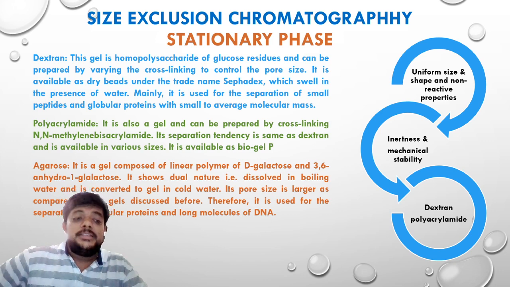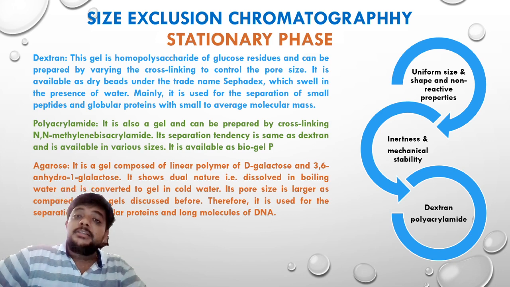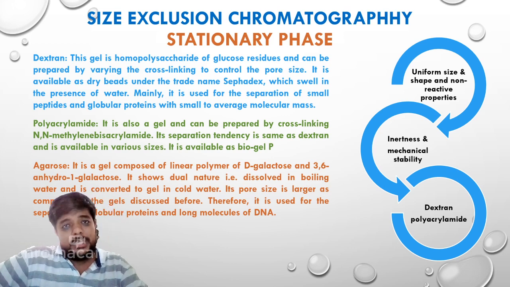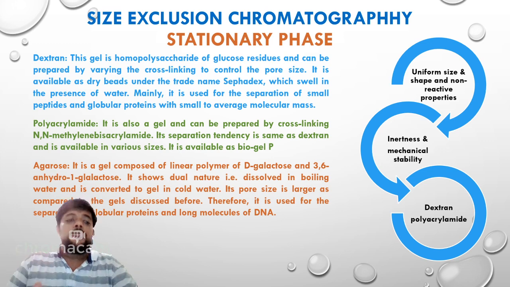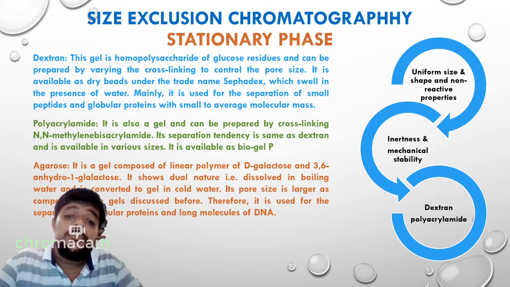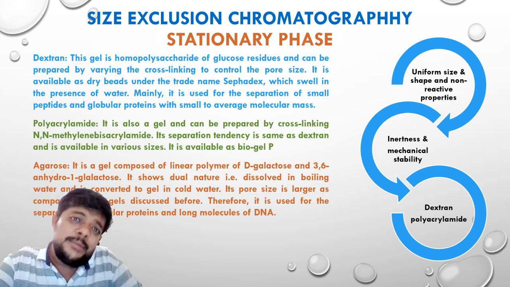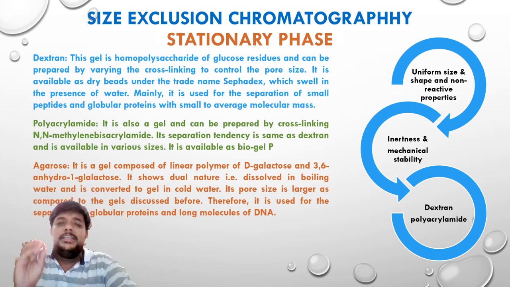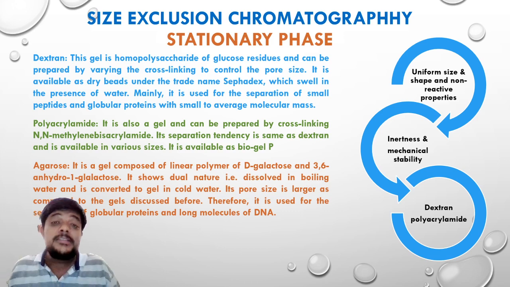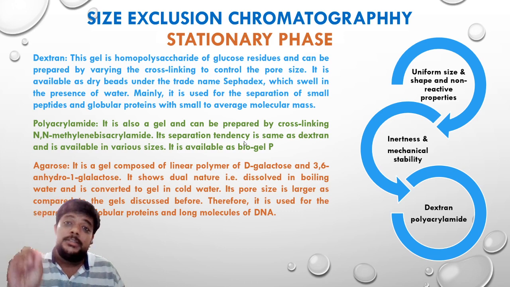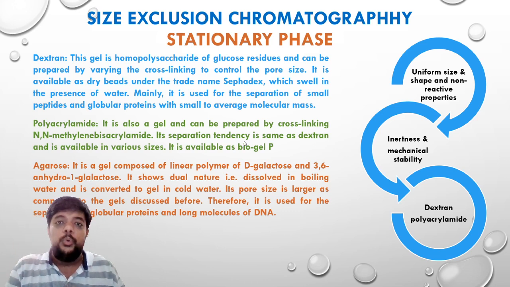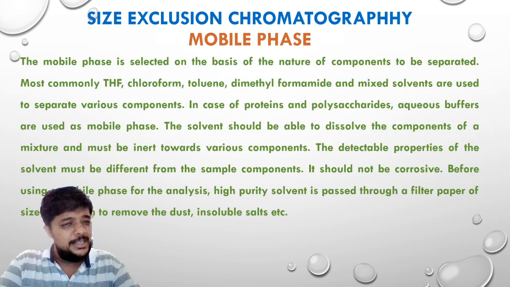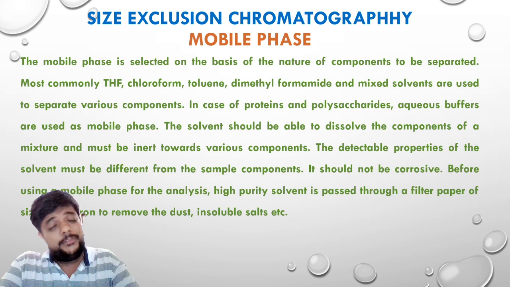Its pore size is larger as compared to the gels discussed before. So the pore sizes are larger compared to dextran and polyacrylamide. It is used for the separation of large molecules of DNA and sometimes for globular proteins of larger size. So friends, this is the role of the stationary phase, which according to me is the key factor when it comes to size exclusion chromatography. Mobile phase is normal, what we have seen earlier.